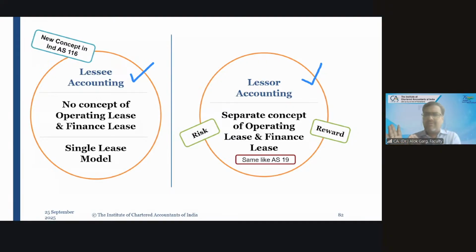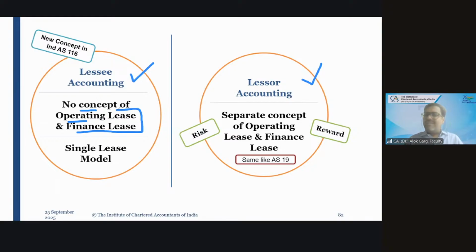Okay. I'll cover that in the next 1.5 hours or 1 hour 40 minutes. But for lessee accounting, it is dramatically changed. It is completely changed. And hence, we spent a lot of time on lessee accounting. Friends, we understood that in case of lessee accounting, there is no concept of operating and finance lease.